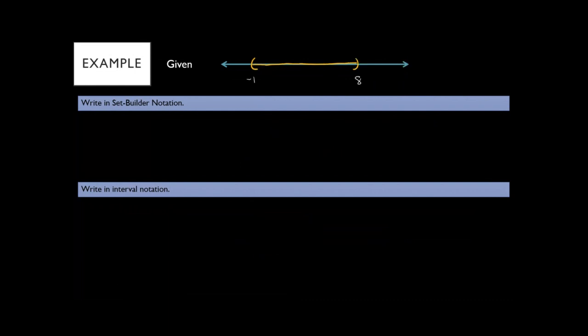Okay. Now let's take a look at this graph. Here we've got our graph where we're shaded between -1 and 8, and we've got parentheses on both sides. So we're going to start by writing in set-builder notation. I'm going to set that up first: curly brace, X, bar, and then a space, and then closing my curly brace.